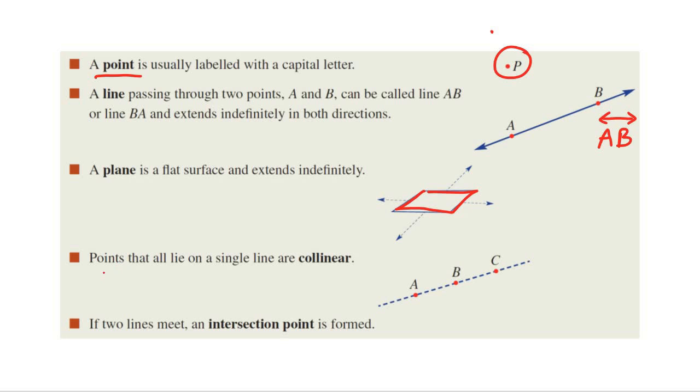Then you see points that all lie on a single line are called collinear points, like the points over here, points A, B, C. These 3 points are collinear points. Now if 2 lines meet, an intersection point is formed. Suppose these are 2 lines, say A, B, and another 2 lines, say C and D. Then they are meeting at this point. Suppose this is K. So this is the intersection point.